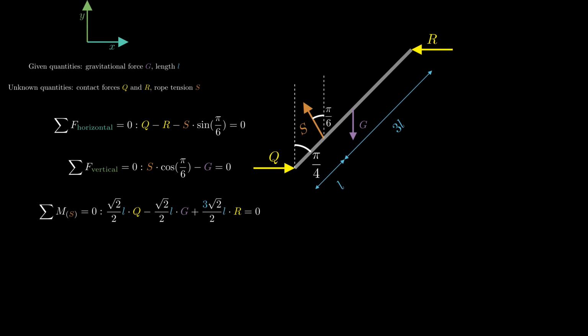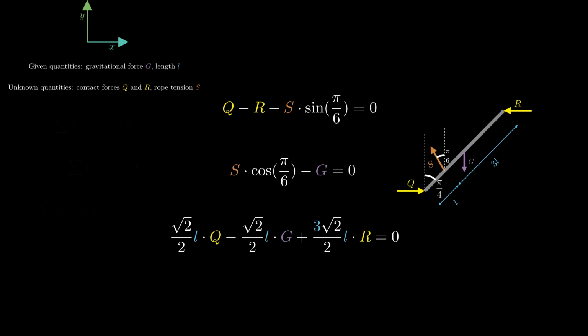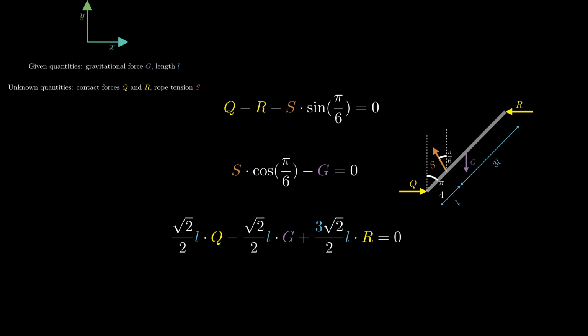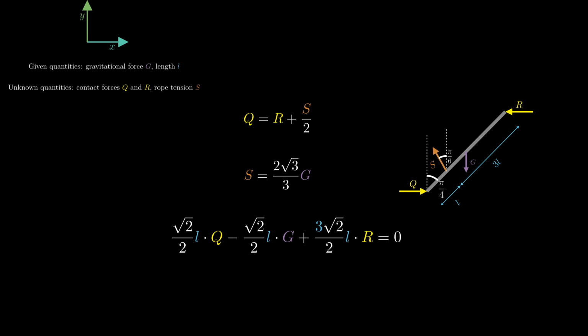With these three equilibrium conditions, we can determine the three unknown forces. For example, the rope tension S can be determined by rearranging the second condition, knowing the value of the cosine term. We rearrange the first equation for Q. As you can see, we can now substitute the expression for S from the second equation into the first equation, which brings us one step closer to having Q fully defined.